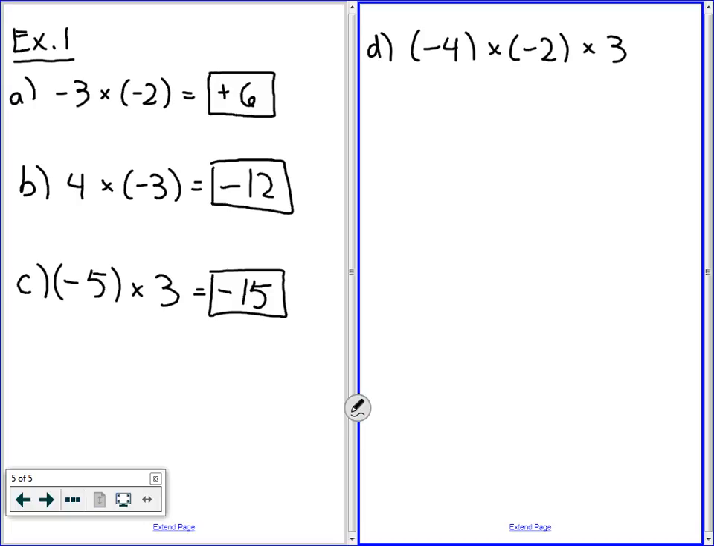I'm not going to pick on Julia. I'm going to pick on somebody else here. Can somebody be brave and tell me what a negative times a negative is going to be? Positive. Very good, right? -4. So this is going to be a plus. Okay, what's 4 times 2? Yeah, go ahead. 8. Very good. So it's positive 8 times 3.